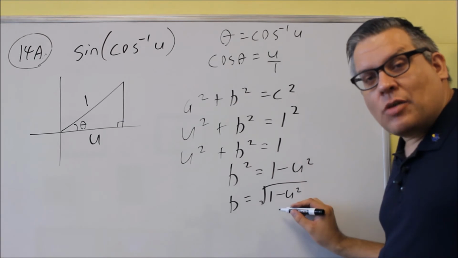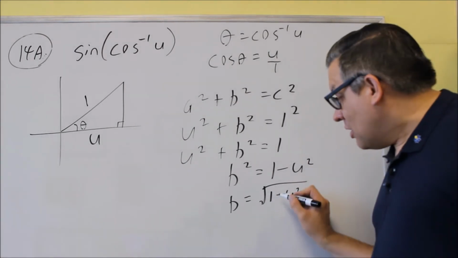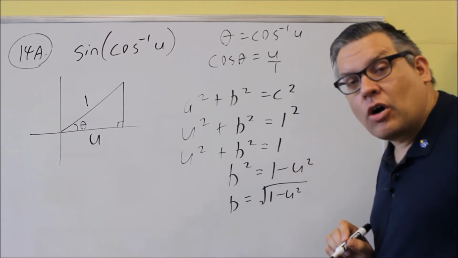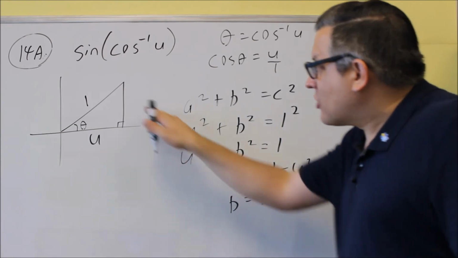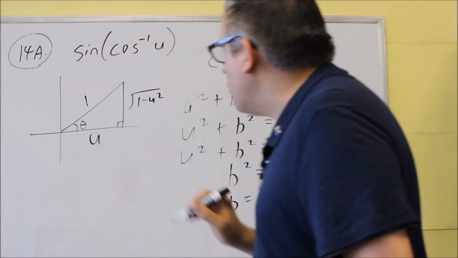Because there's a minus sign in between, you're not allowed to square root both of these separately. If it's minus or plus, you can't do any more with that. So this is as far as we can go with b. So that's going to be this side right here, square root of 1 minus u squared.